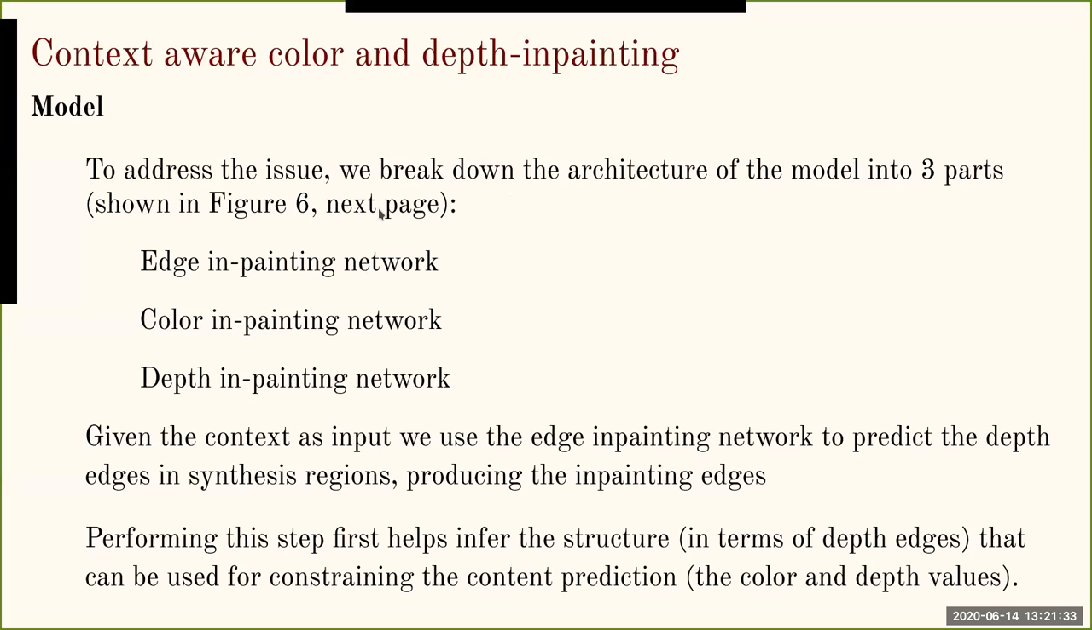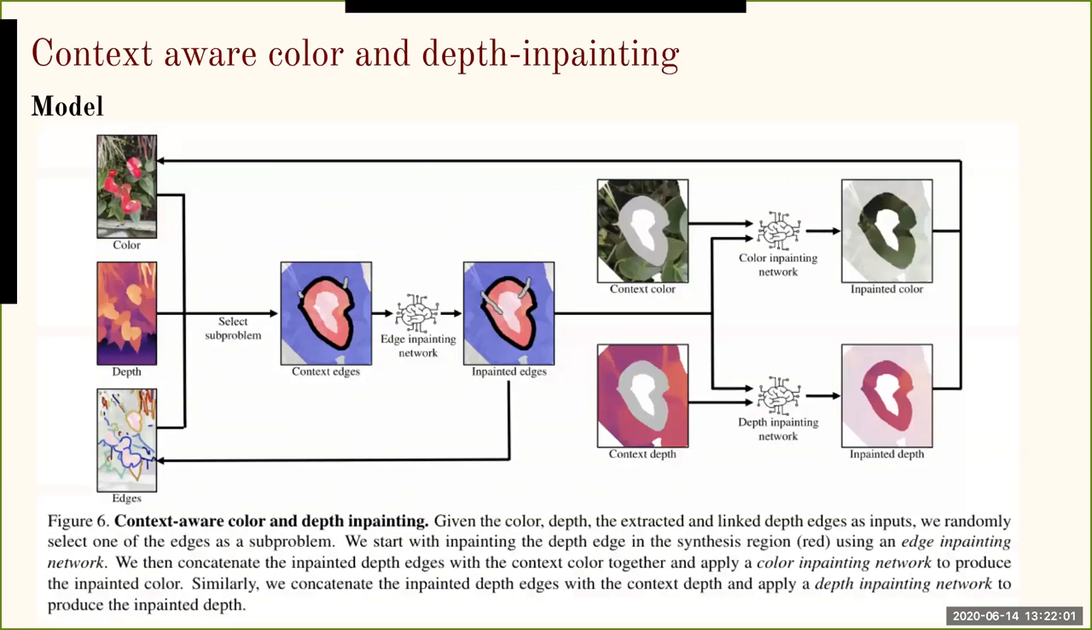So given the context as input, we use the edge inpainting network to predict the depth edges in the synthesis region, producing the inpainted edges. So as I have told, they are using the context as input, and from that we are using the edge inpainting network. Performing this step first helps infer the structure in terms of depth edges that can be used for constraining the content prediction, the color and depth values.